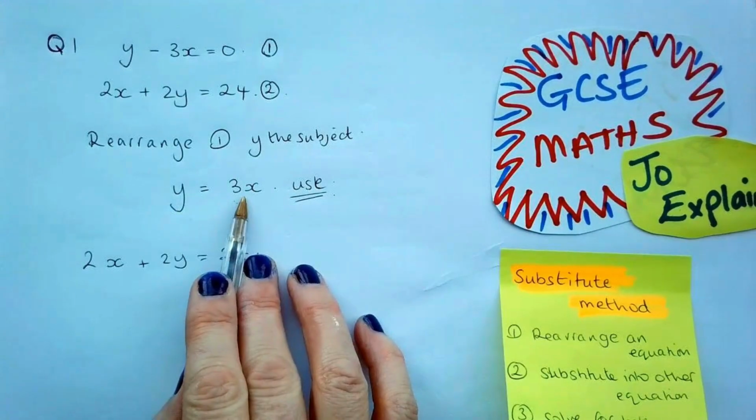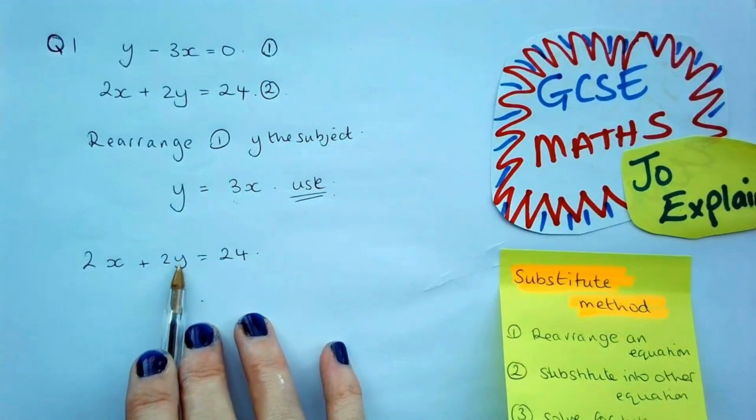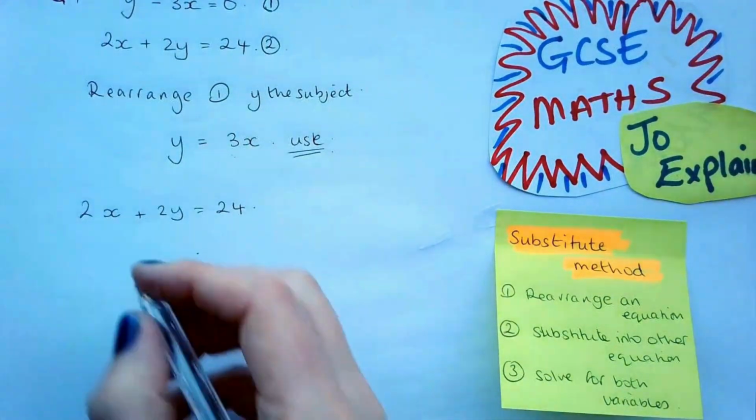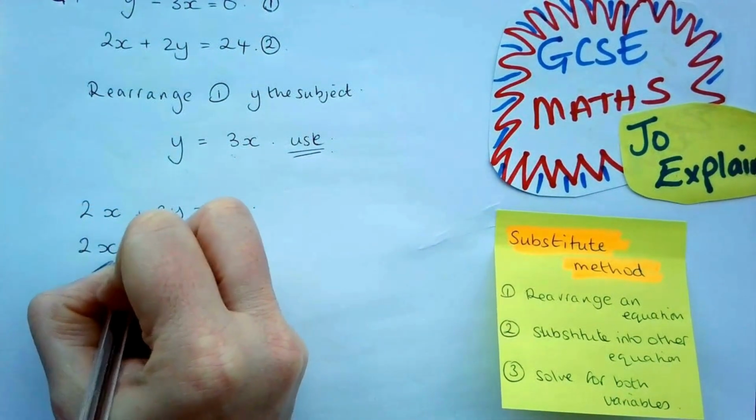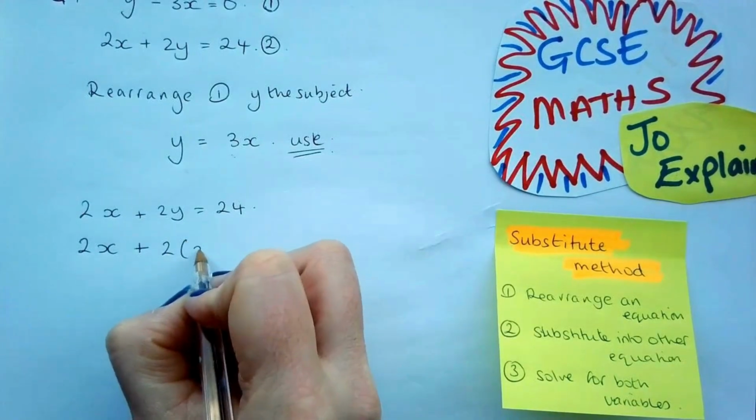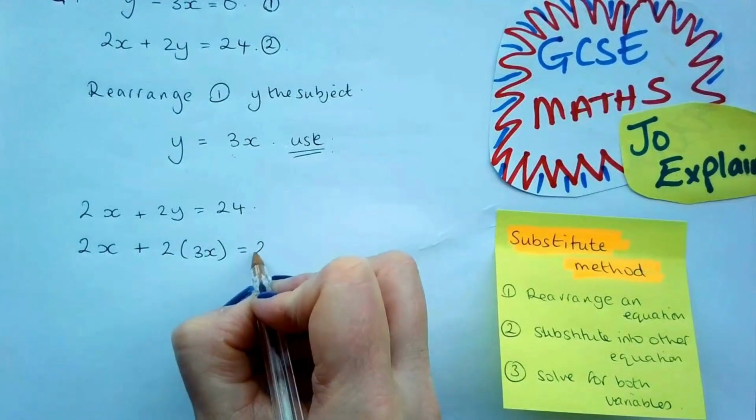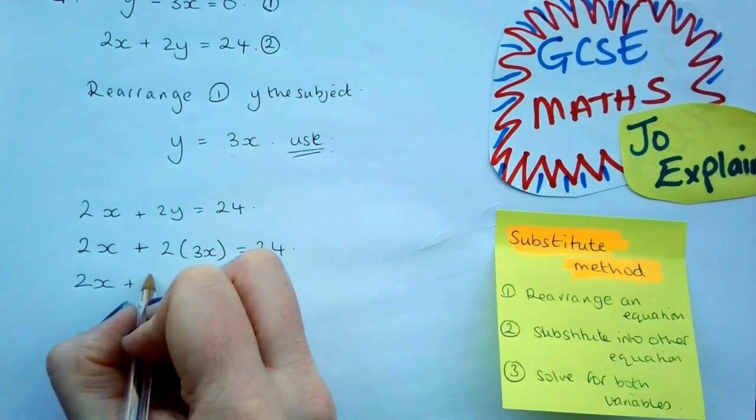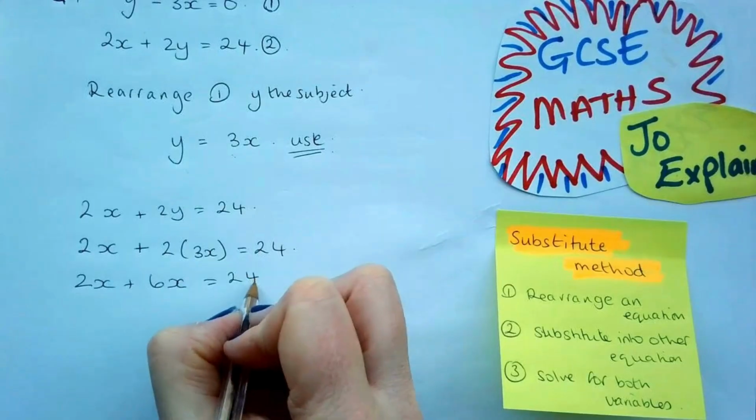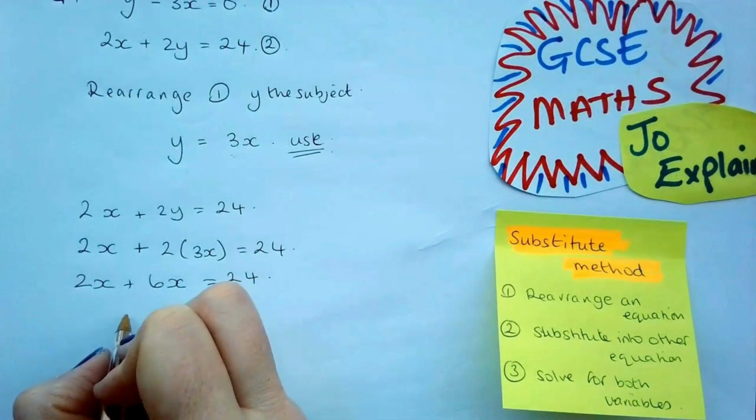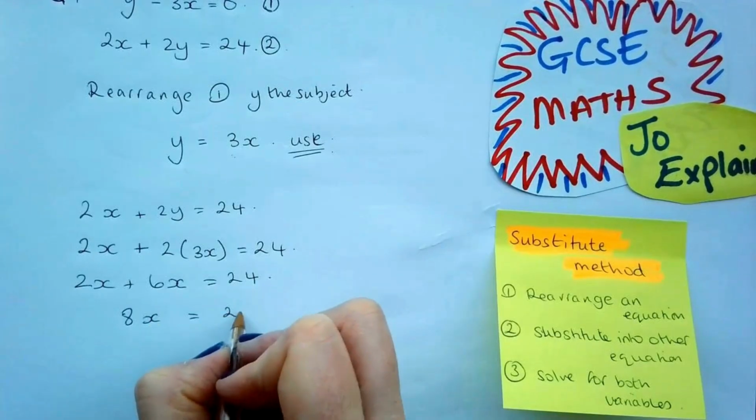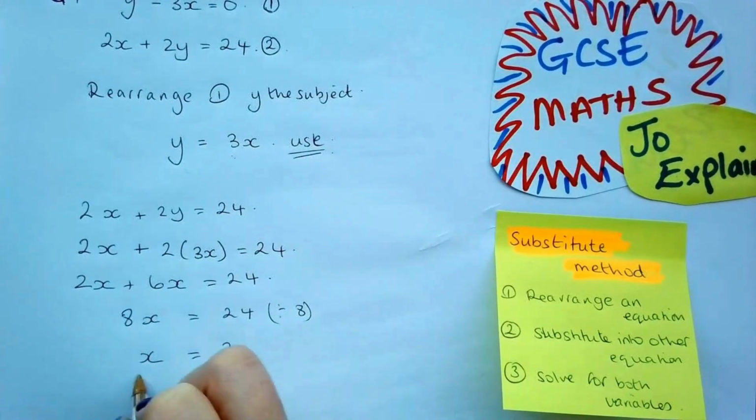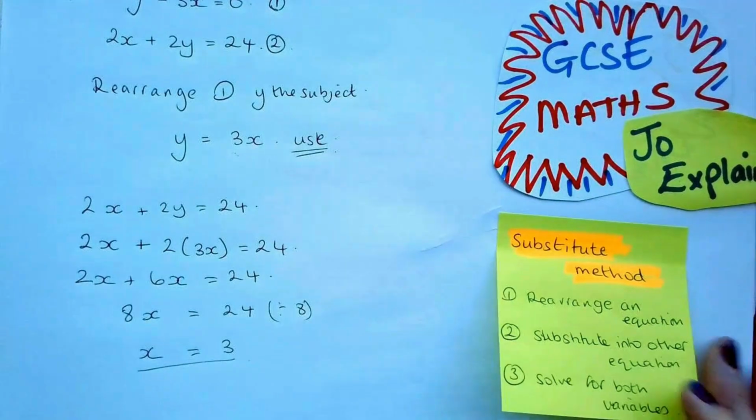So because y equals 3x, I'm going to replace this y here with 3x. So 2x now plus 2, and in brackets I'm going to put the substitution, equals 24. Work out what that is. So 2x plus 6x equals 24 now. And so simplify, so I'm going to have 8x equals 24. So now all I need to do is divide both sides by 8. So x is equal to 3. So that's my first variable value found.